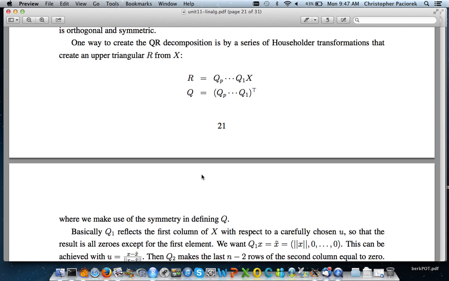So once I do that, that's the first step in creating this matrix. And now what I'm going to do is choose another cleverly chosen Q2 that's going to zero out all but the first 2 elements of the second column. So the idea is I'm going to erase this here.